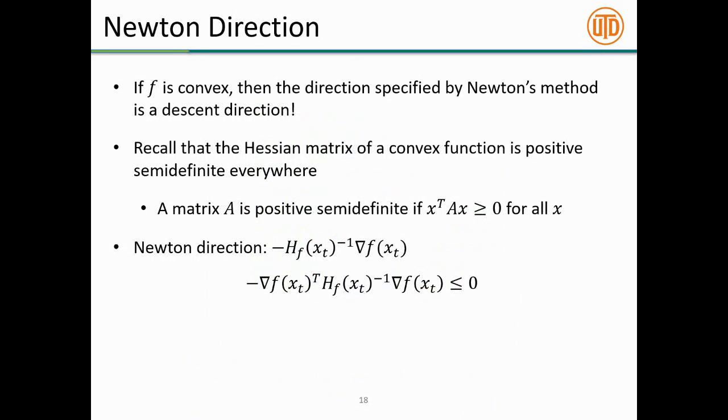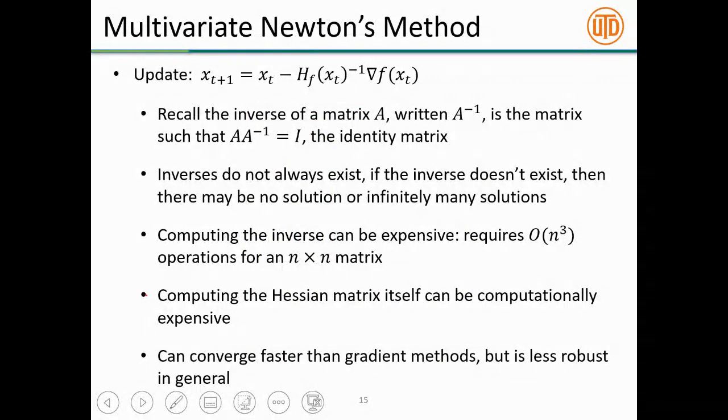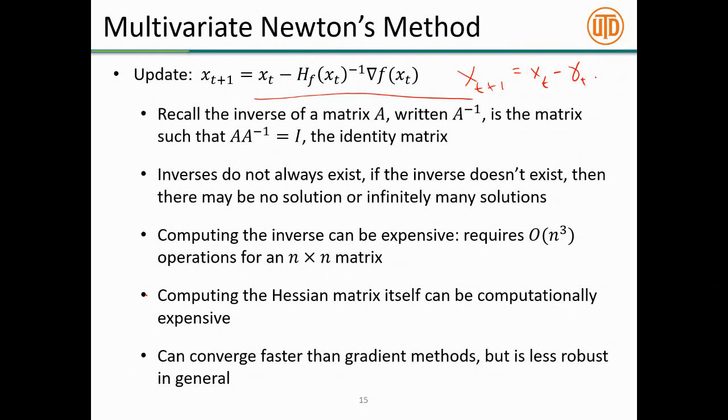So it turns out that this update computed by Newton's method does correspond to a descent direction under certain conditions. This looks a lot like our gradient update. In gradient descent, we would have updated x_{t+1} equal to x_t minus some step times the gradient of f at x_t. The only difference is that we're multiplying by the inverse of the Hessian matrix here, instead of choosing a fixed step size and multiplying it by the gradient.